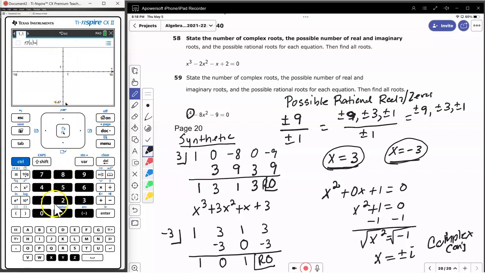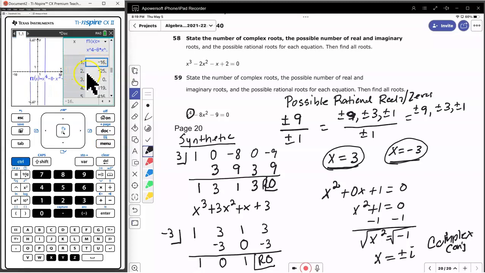So we have x to the 4th minus 8x squared minus 9. Enter. And you notice this is 1, 2, 3, negative 3. 1, 2, 3, that's positive 3. You can also see the zeros in the table. 3, 0. And then the other zero is at negative 3, 0. And the other two are imaginary, so you're not going to be able to see them.